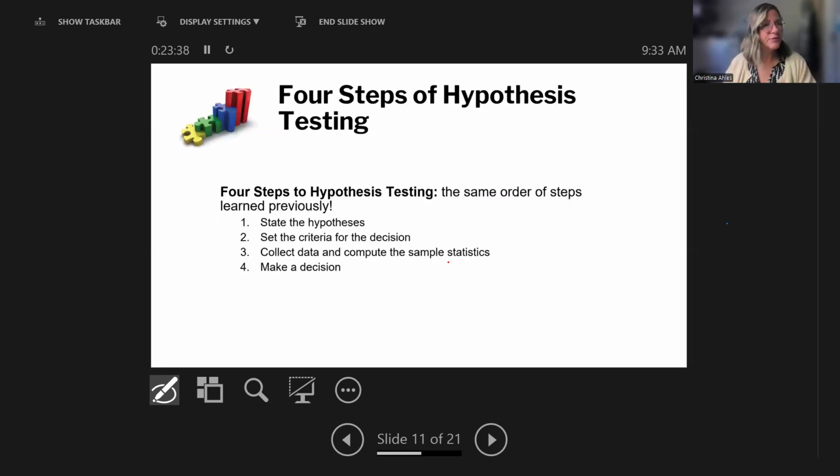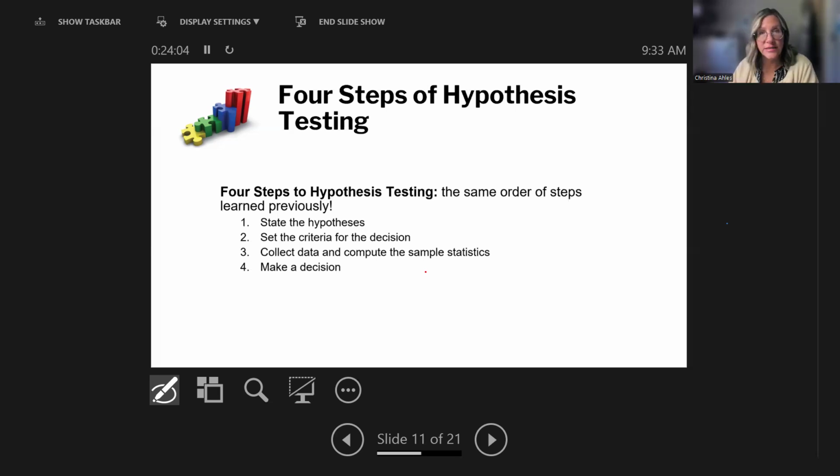So the 4 steps are the same. It's always going to be the same. You state your hypotheses first. In this class, at this point forward, I'm only requiring you to state the alternative hypothesis with the notation. So that alternative is H of 1, and that's your prediction. It should include your independent variable, your dependent variable, and whether there's a direction or not.